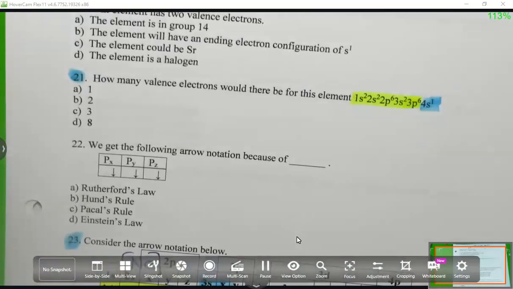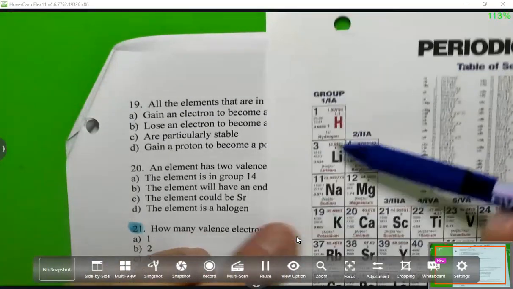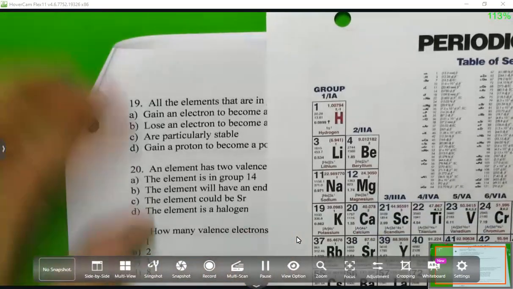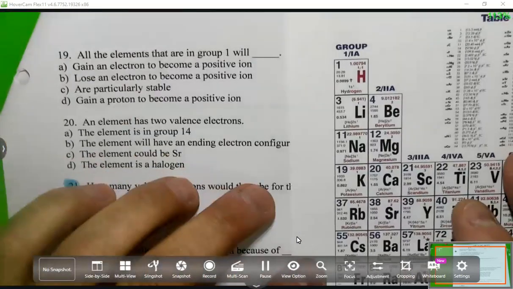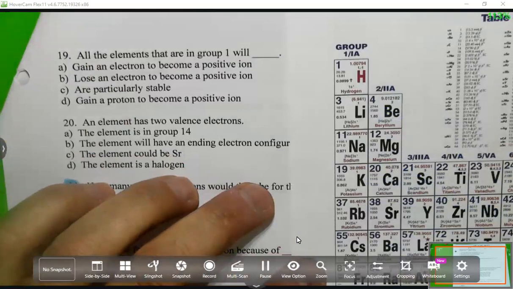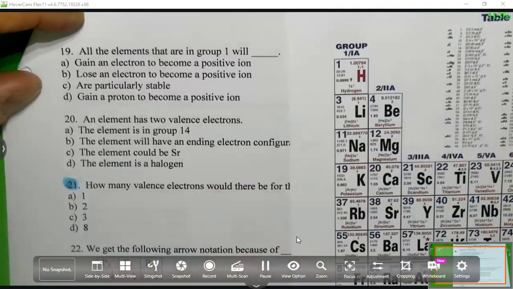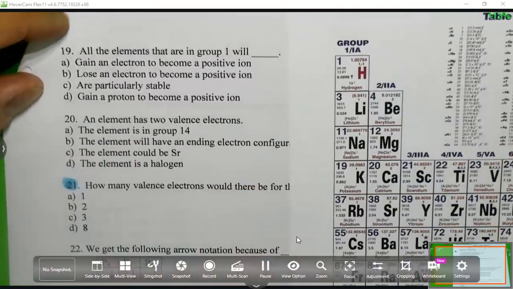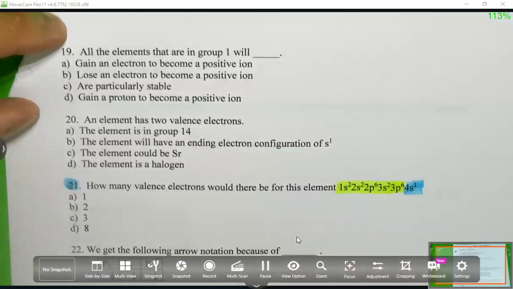All right, group 1, all elements that are in group 1. So what we're talking about for group 1 on 19, group 1, hydrogen, lithium, sodium, potassium, rubidium, cesium. What charge do they take on as an ion? Everything here, +1, +1, +1, +1, +1. How do you get a +1 charge? So how do you get a +1 charge is what we're talking about for number 19.